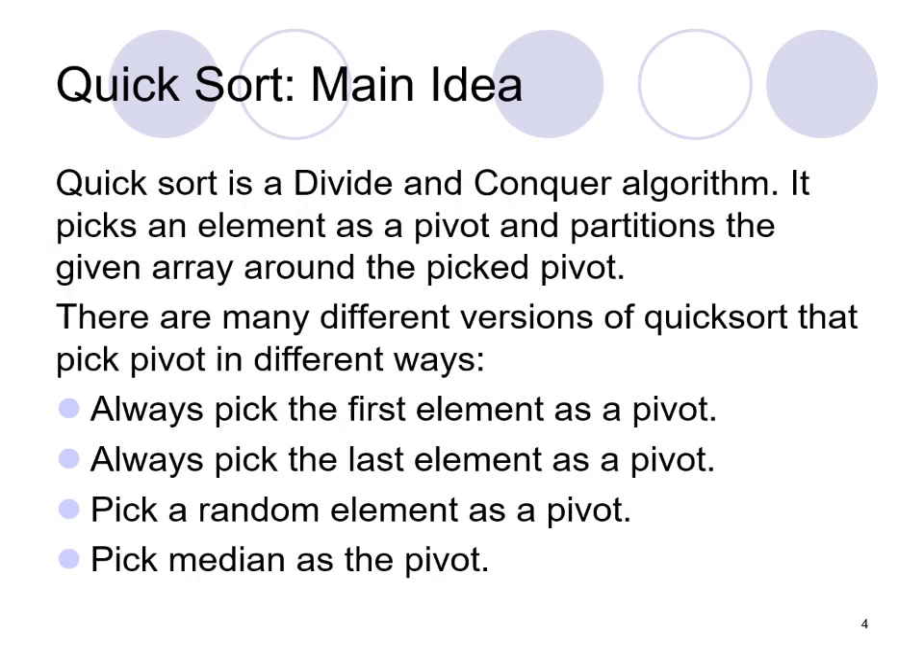The main idea of quicksort: quicksort is a divide and conquer algorithm. It picks an element as a pivot and partitions the given array around the picked pivot. There are many different versions of quicksort that pick the pivot in different ways: always pick the first element as a pivot, always pick the last element as a pivot, pick a random element as a pivot, or pick the median as a pivot.